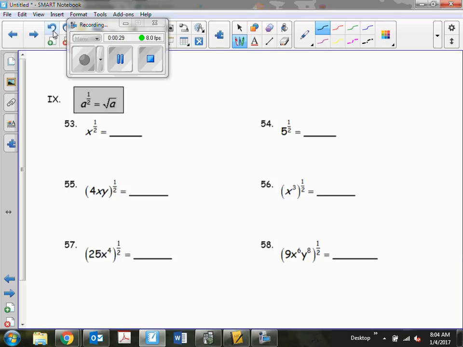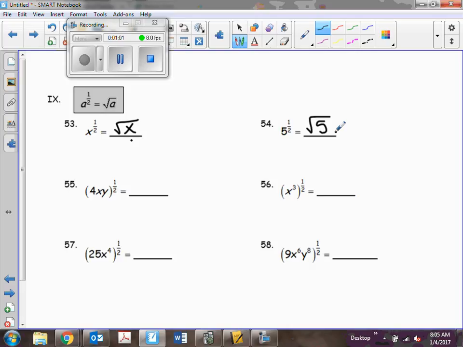So for instance, right here, I have x to the 1/2. Well, x to the 1/2 is just saying the square root of x. There's nothing else I can do with that example. If I take a look at number 54, this is saying 5 to the 1/2. So this can be rewritten as the square root of 5. There's, again, nothing that I can do with that because the square root of 5 is not a pretty number. It's a really, really ugly decimal.